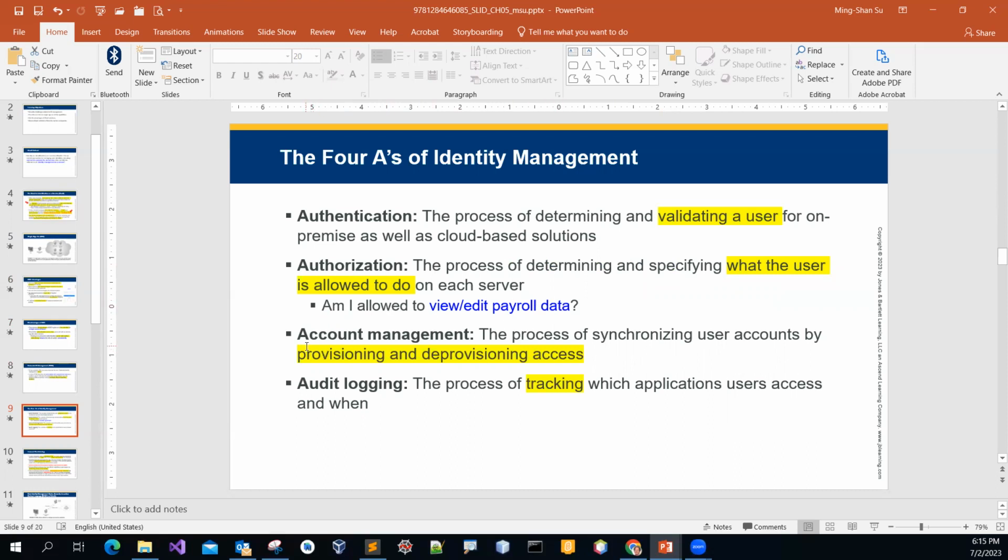Next one, accounting management is the process of synchronizing user accounts by provisioning and deprovisioning. Provisioning means creating an account with different authorizations for users. Deprovisioning can be disabling or suspending the user's account. The last one, audit login, is the process of tracking which applications users access and when.